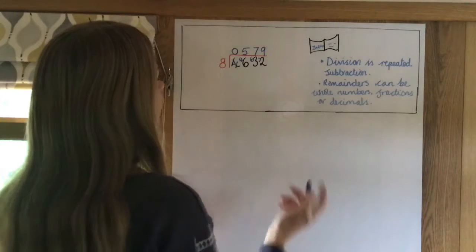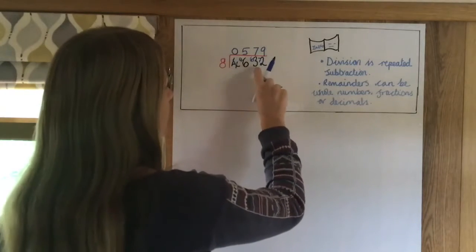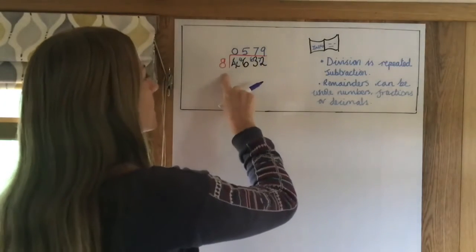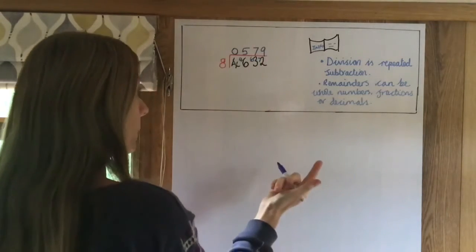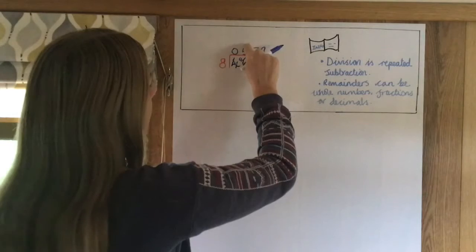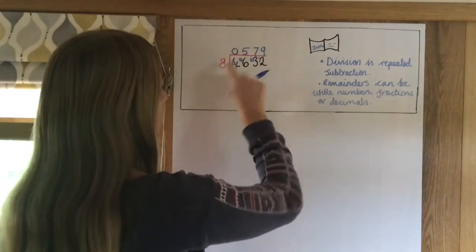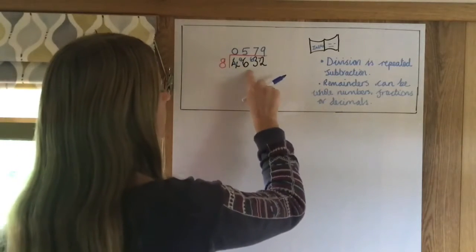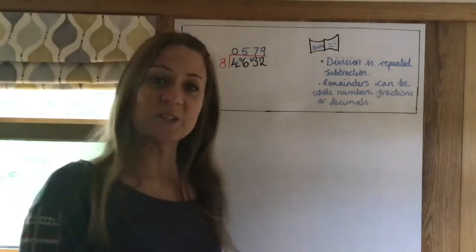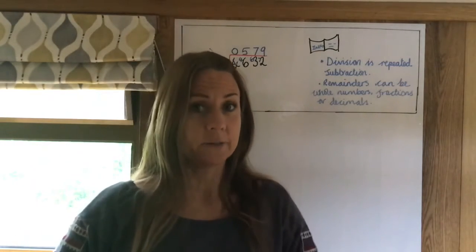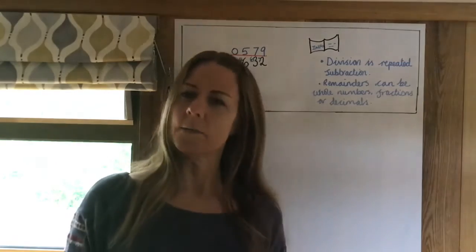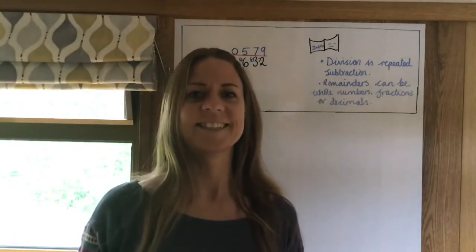So the fact is 4,632 divided by 8 is actually 579. So if you did the inverse, 579 times 8, you will be given the answer 4,632. So you can try it and see. And that is short division without any remainders. Now let's see what happens if we have a remainder.